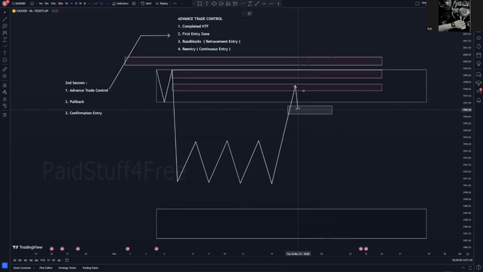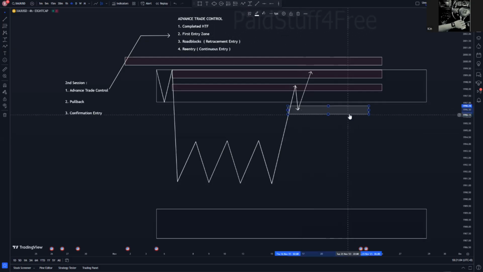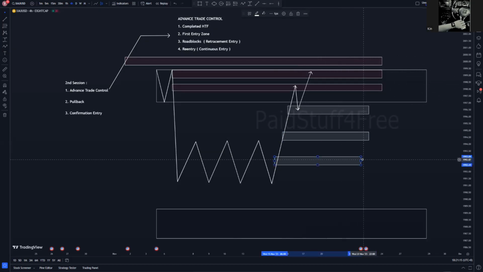Get into the sell zone. If there is no confirmation entry, the price is gonna keep on going up like this. So get into our third first entry zone. So this roadblock still remains here, and we're gonna have a second roadblock, and we're gonna have a third roadblock somewhere around here.